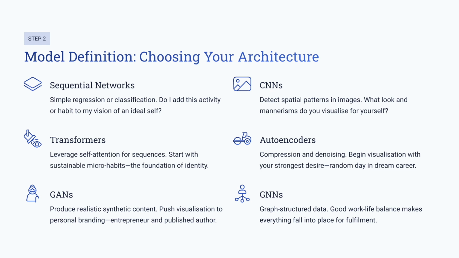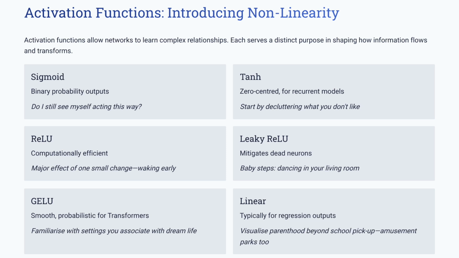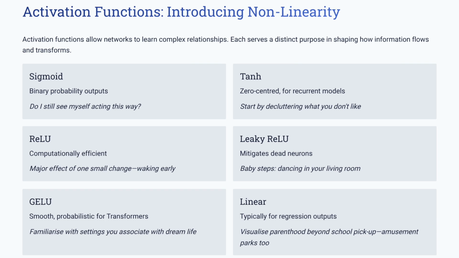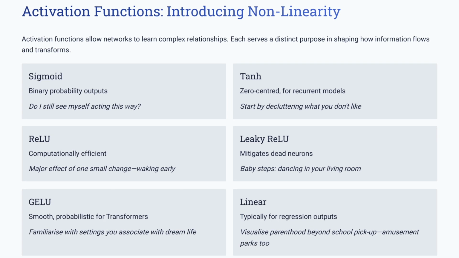6. Graph neural networks, designed for relational and graph-structured data. If our vision of ourselves has a good work-life balance, everything falls into place for long-term fulfillment. The model is composed of layers, parameters, and activation functions. Activation functions introduce non-linearity, allowing the network to learn complex relationships. Sigmoid, suited for binary probability outputs.